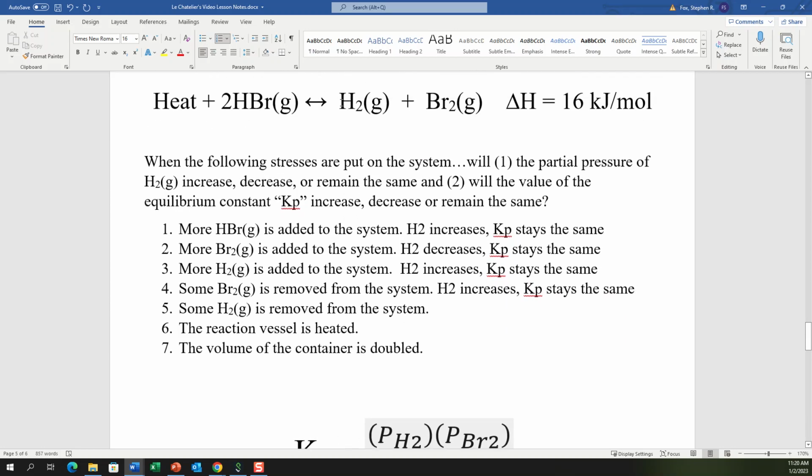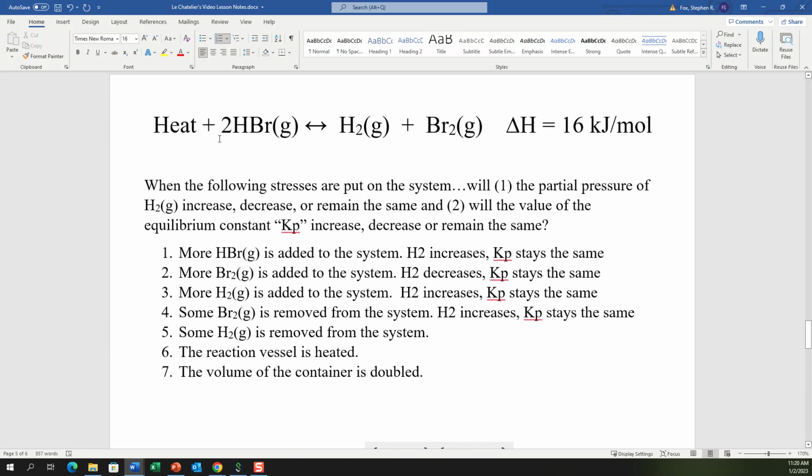Some H2 is removed. I remove H2. The reaction shifts this way to replace some of the H2. It also produces more Br2. So H2 is going to actually decrease the partial pressure, even though we're shifting towards H2. The partial pressure of H2 when equilibrium gets reestablished is going to actually decrease a little bit. Kp stays the same.